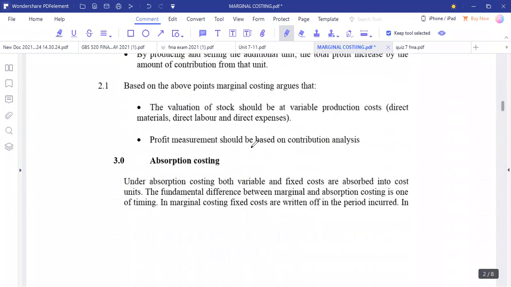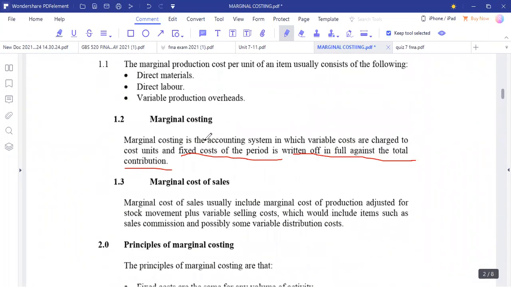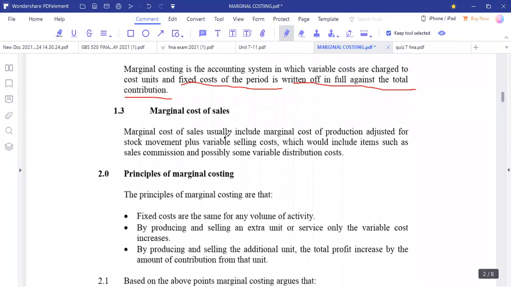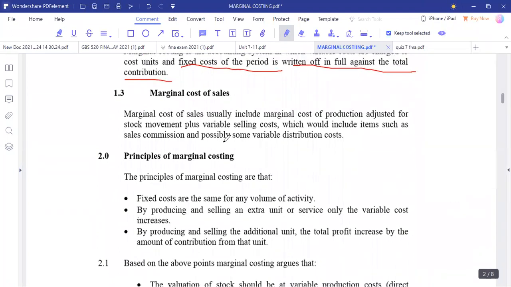Okay, so now under absorption costing. This is just the overview of marginal costing. Of course, we'll get into the details of this topic. Let us now get into absorption costing.